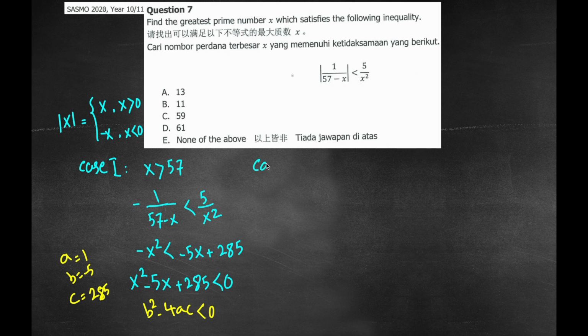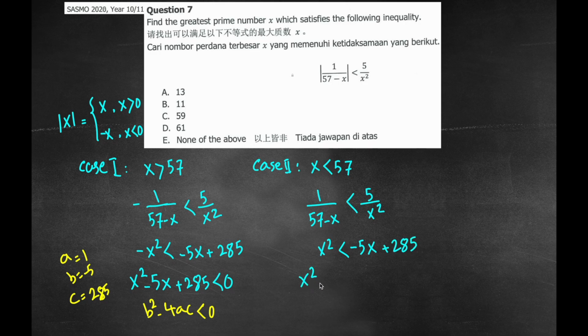So let's move on to case number 2, where x is less than 57, and that means this fraction on the left hand side comes out positive if we just remove the absolute value sign. And with a simple cross multiplication, we're going to get negative 5x plus 285 on the right hand side, bring everything to one side, and this is the inequality I'm dealing with now. Unlike the first case, I do have a real solution. I'm going to be using the quadratic formula to find my answer.